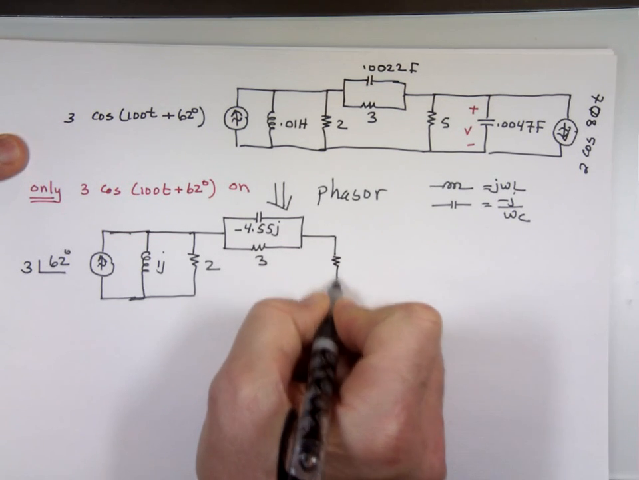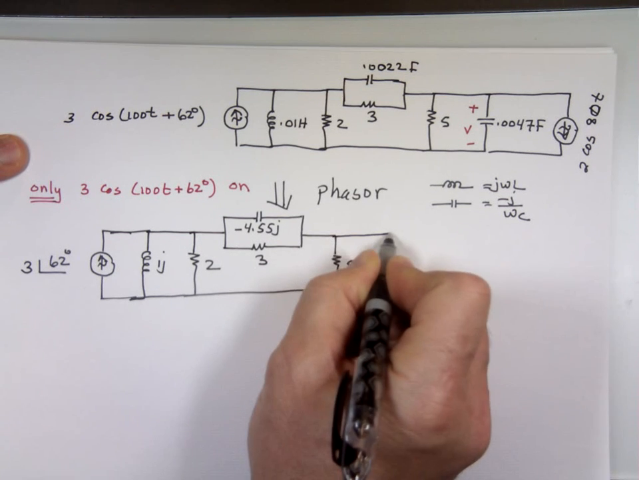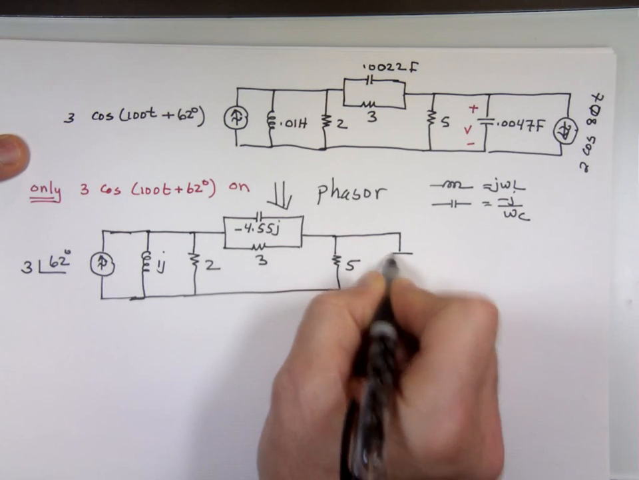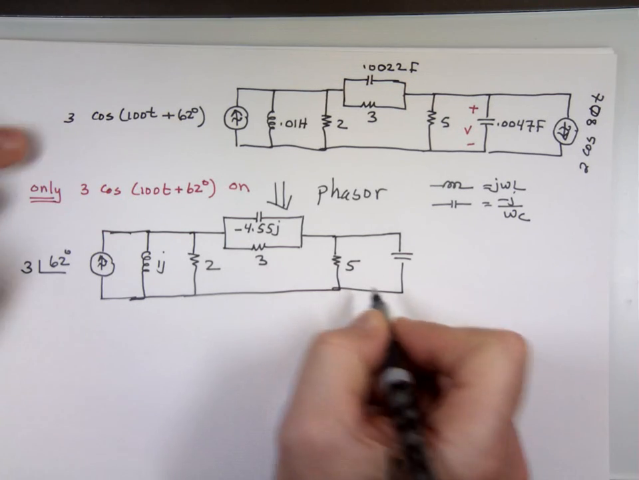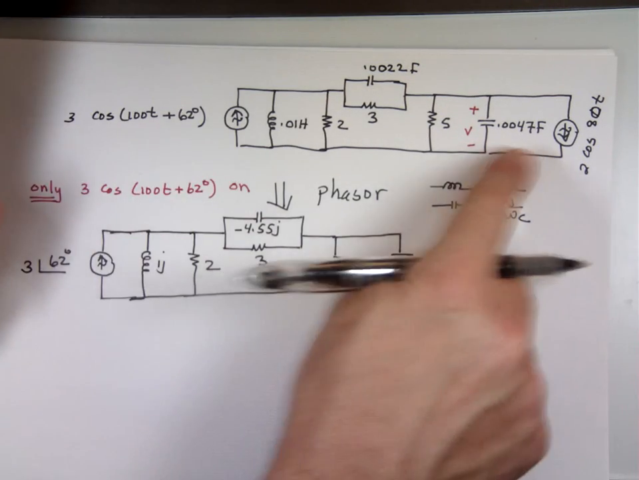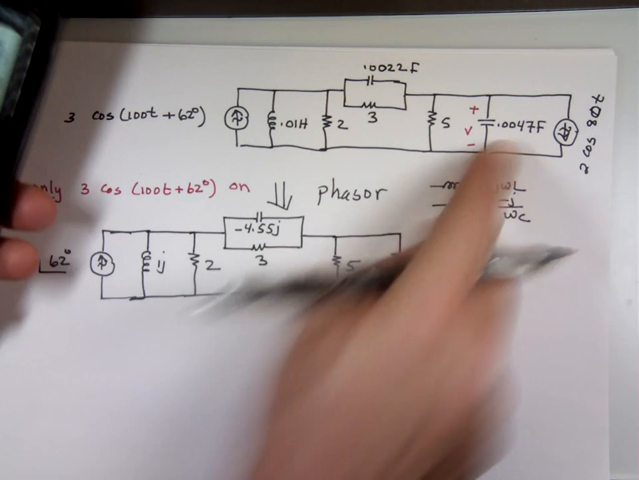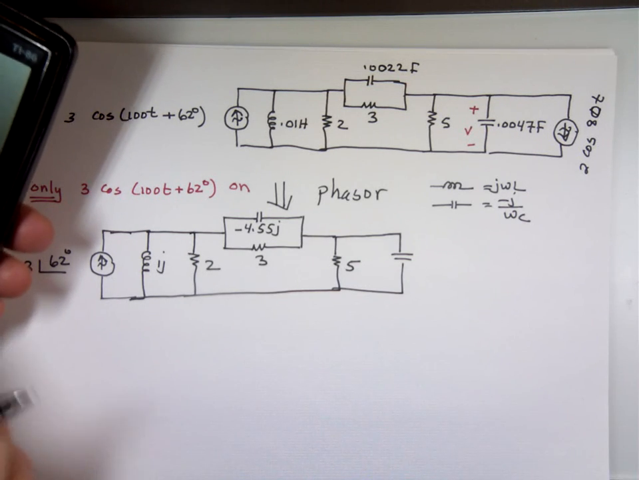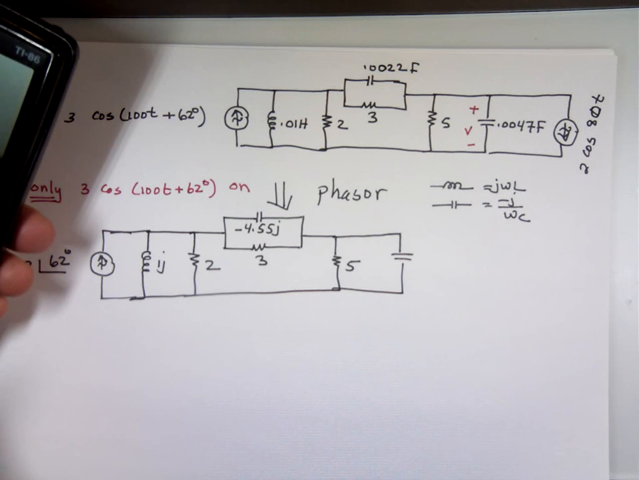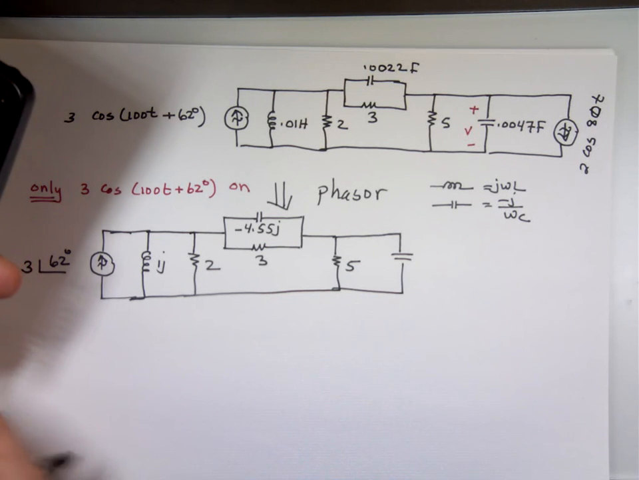This is the 5. And let's see the value of that. Negative j over 1 over omega C, 1 over 0.477. I should have picked some nicer numbers, 0.47, not 0.477. That gives 2.13.